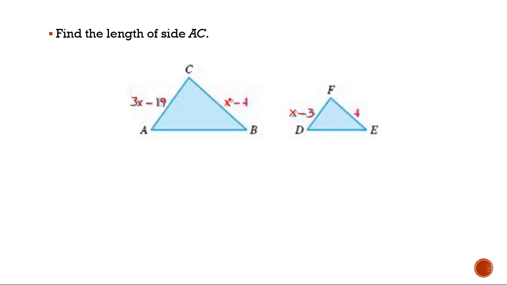other one, x minus 4, and 4. Sorry if that's a little unreadable. Now, these are similar triangles, so we can create a proportion out of them.